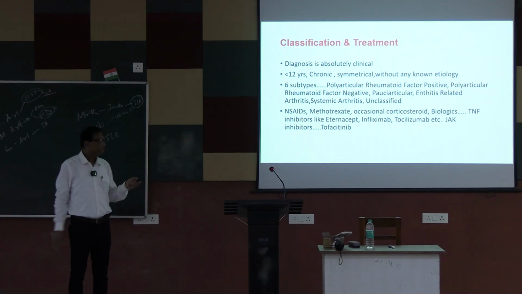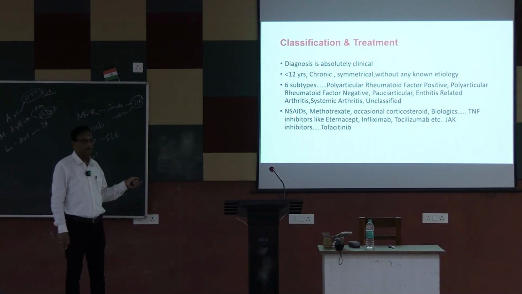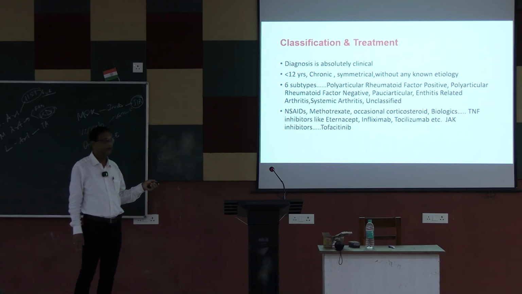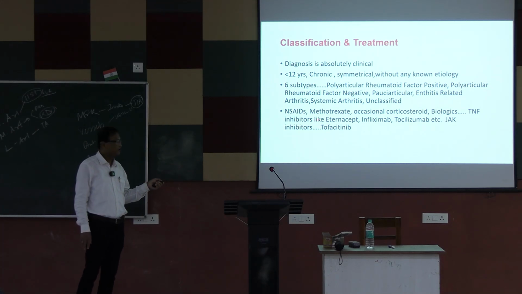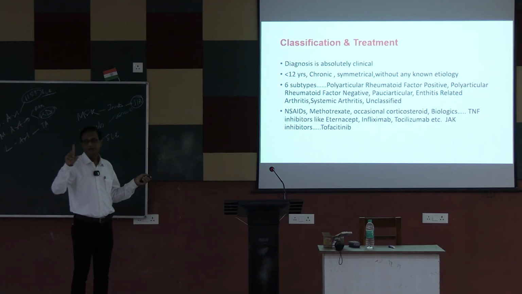What is the treatment? Non-steroidal anti-inflammatory drugs. We commonly use naproxen, 15 to 20 mg per kg per day in 2 divided doses. We use methotrexate, oral, 10 mg per meter square, weekly, once in a week, every week.